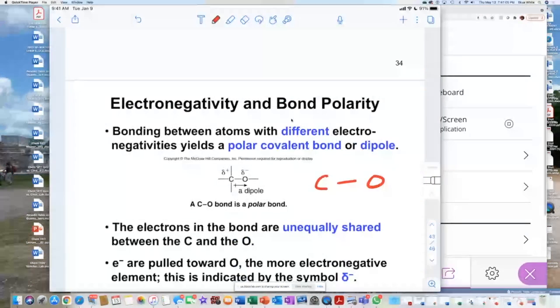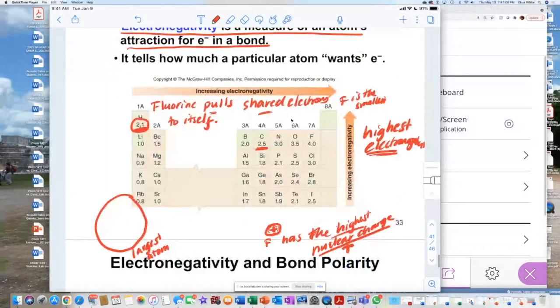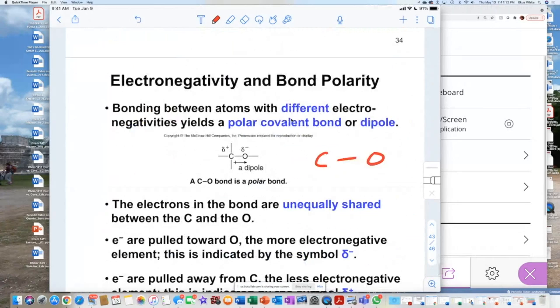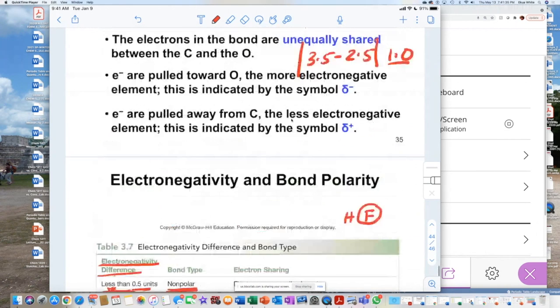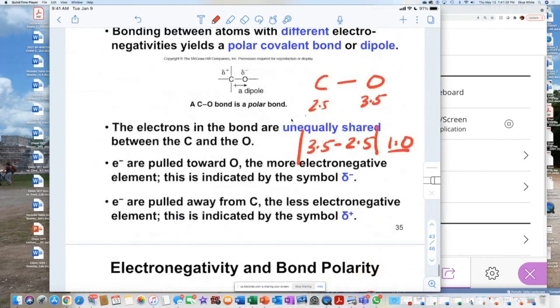Ooh. For carbon and oxygen, let's go back to the table and see. Carbon is 2.5, oxygen is 3.5. So we got 2.5, 3.5. We want the gap, right? Take the bigger number minus the smaller number, or take the absolute value so you always get a positive difference. The difference here is 1.0. Go to the chart to decide the kind of compound you have. Scroll down here. 1.0 is here. So the carbon-oxygen bond, this is a polar bond.